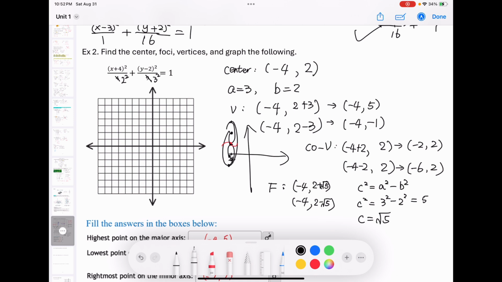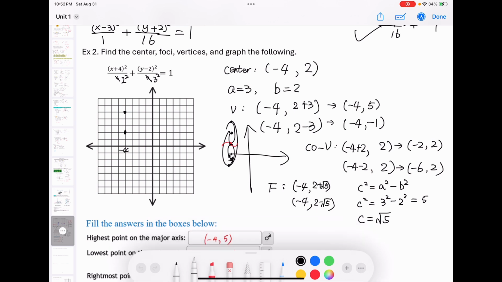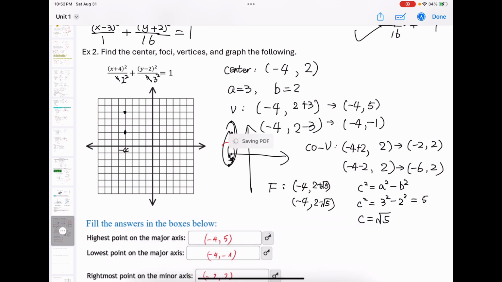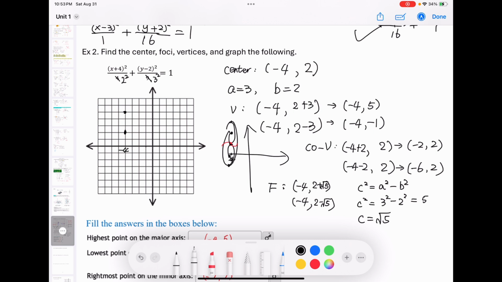We can make an accurate graph. First, let's find the center, -4, 2. So -1, 2, 3, 4. So -4 and +2. So this point is my center. And then second, let's see the vertices, -4. So let's put -4 here. -4, 5, go up. 3, 4, 5. First vertex. Go down 3 units. A unit is -1. 1, 2, 3. Okay, so it's my points here.